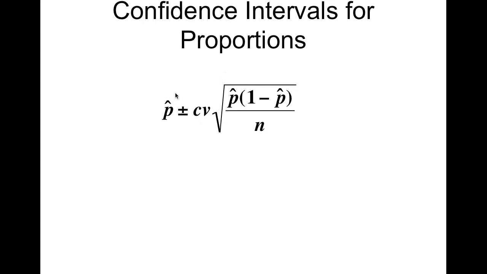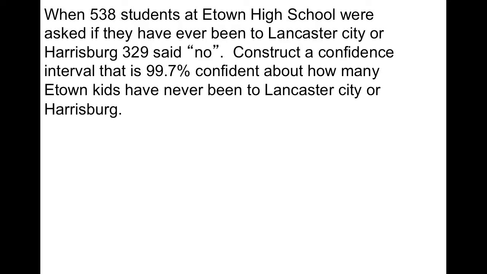And we add it and subtract it, and that gives us our interval. So you're going to have a low end and a high end for your interval. And inside that interval is where we think the population is going to fall. The entire population, not just our sample. So here's the example we're going to look at.